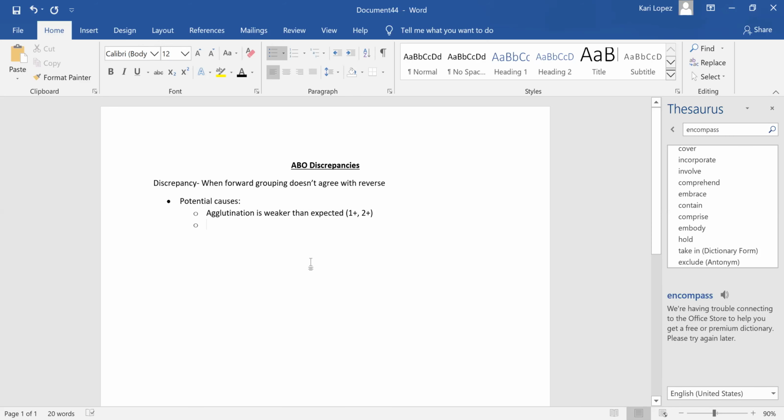So another one would be expected reactions missing. So like on the homework, there was one where they forward type as A and reverse type as B. So if you forward type as A, you would expect the reverse type to type as A as well. And then your other option would be extra reactions noted.